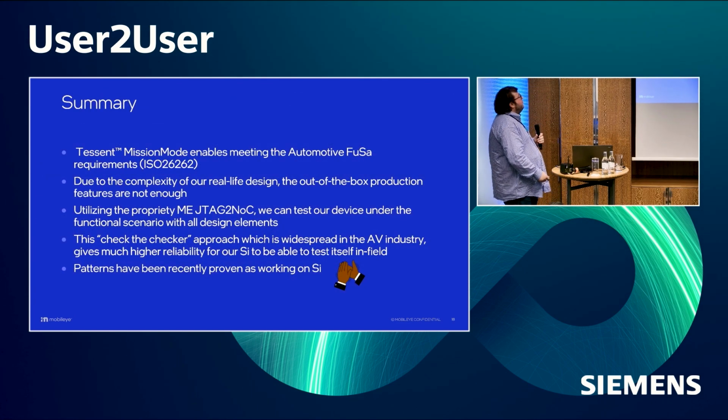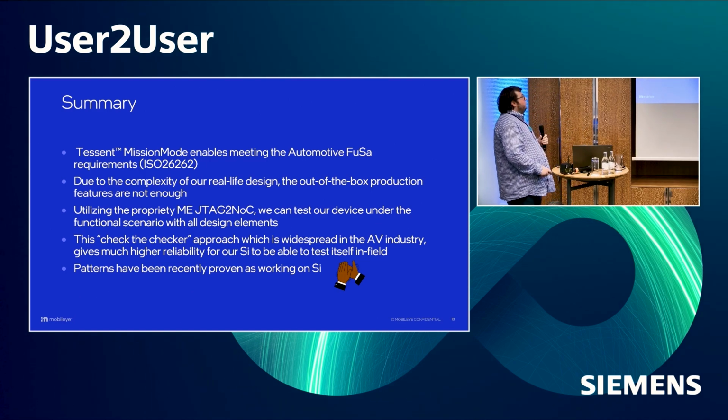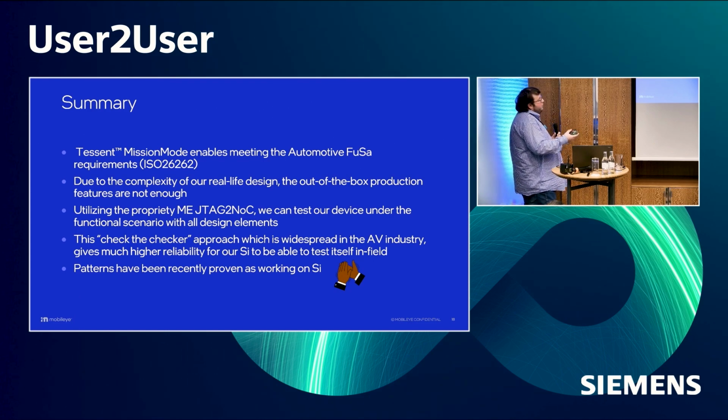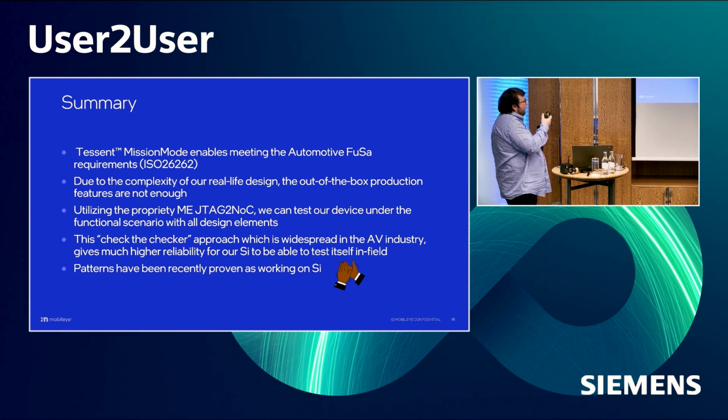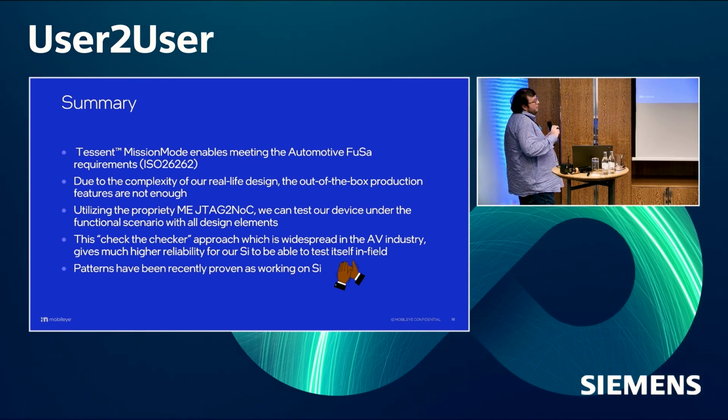And in the end, as a summary, using Tessent MissionMode enables us to meet the standard requirements when it comes to periodic testing, but because of the design choice on our side, it does not provide, and it cannot provide, the coverage of our CPU and the IST interface, which is custom logic. So for that, we decided to utilize the JTAG2NOC proprietary instance to be able to run a functional test of the mission mode logic from the ATE.